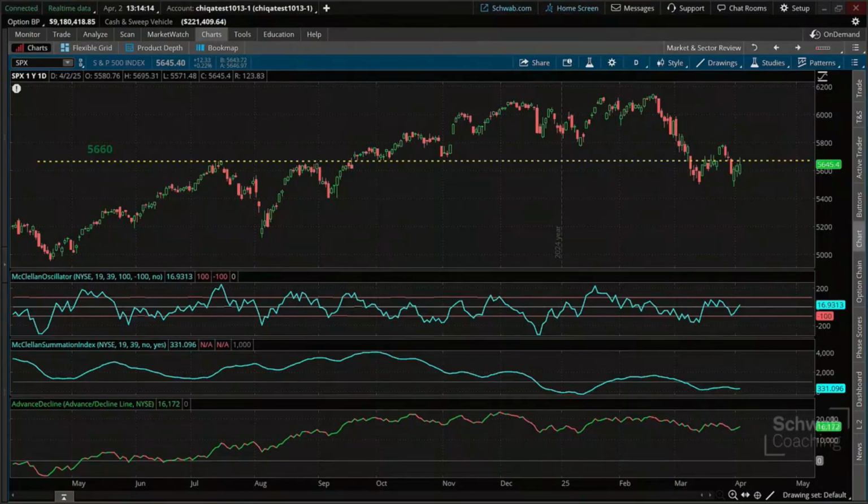Now, dipping down and coming into the advanced decline line. So looking at advancers and decliners. Now, advancers and decliners are interesting. Let's look at that chart specifically, and we'll dive on into it.